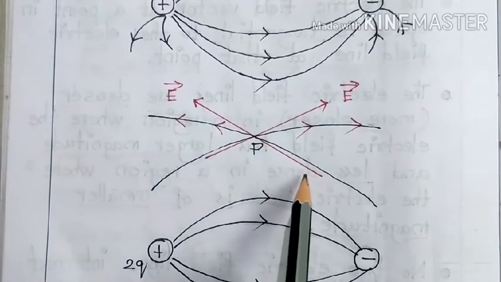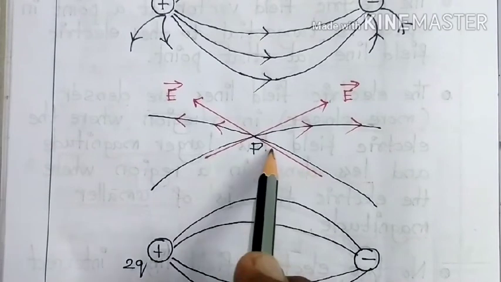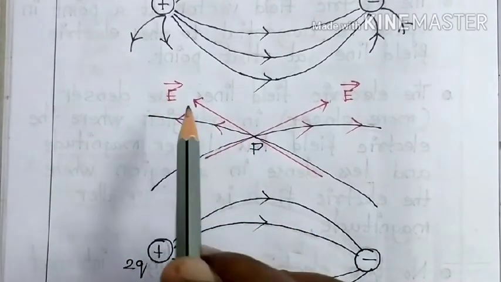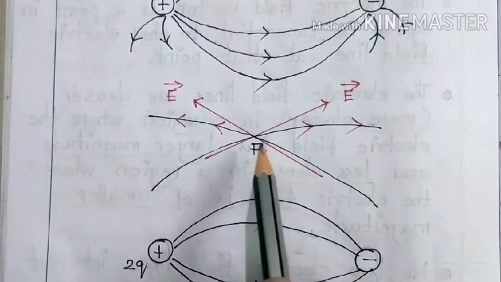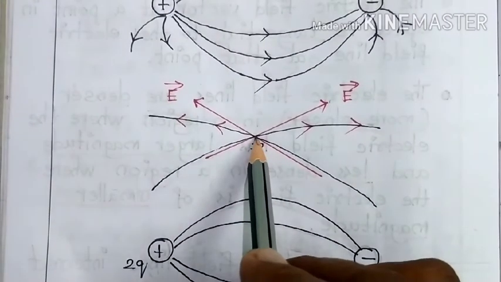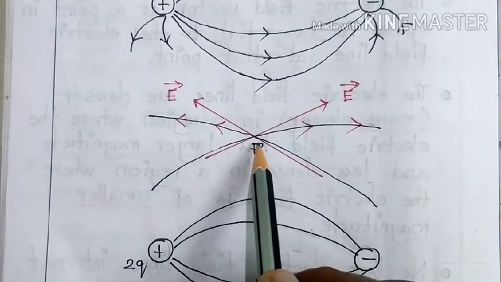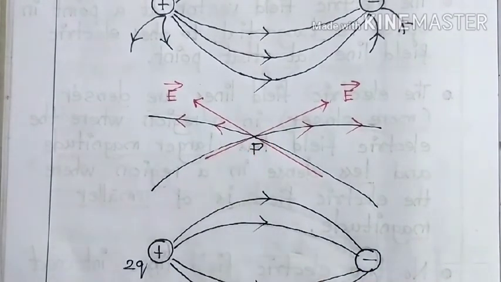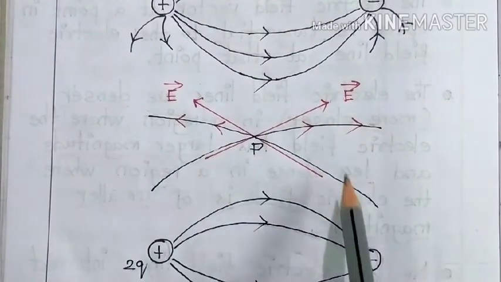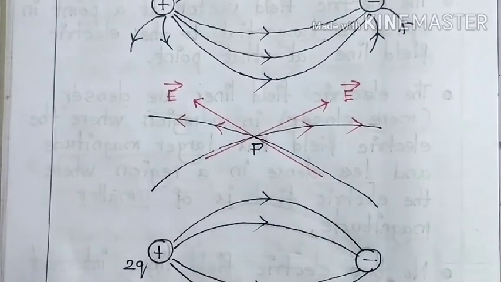Again, I can also draw a tangent in this direction. Now again here comes another electric field direction. This is not at all possible. At a particular point, no two electric field directions exist. So electric field lines never intersect one another.